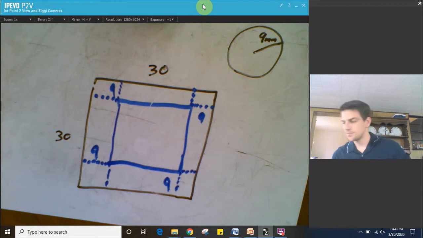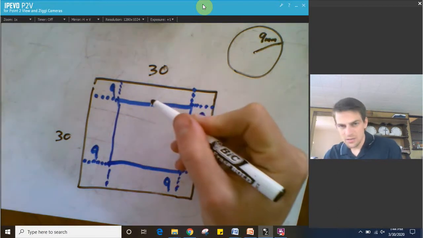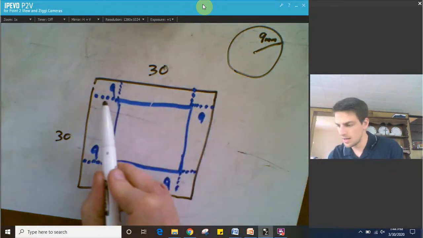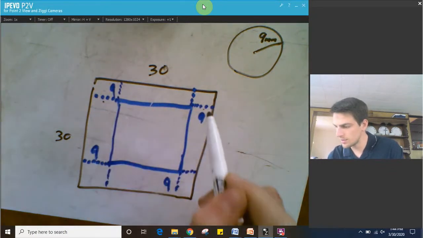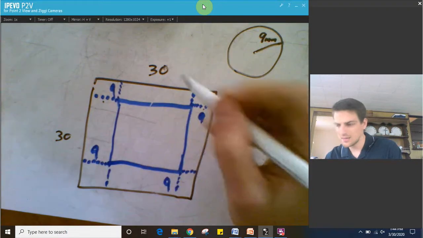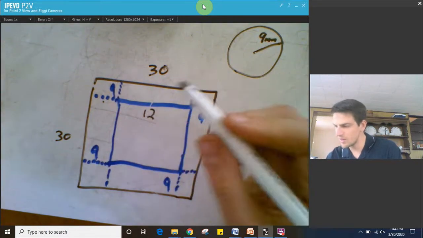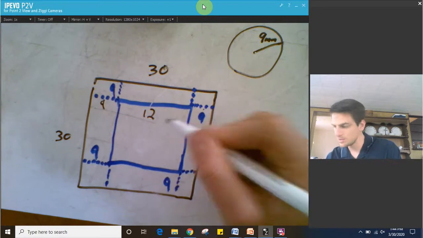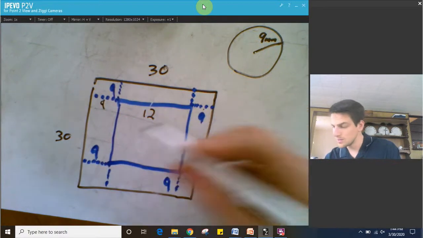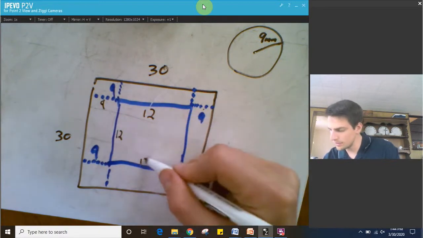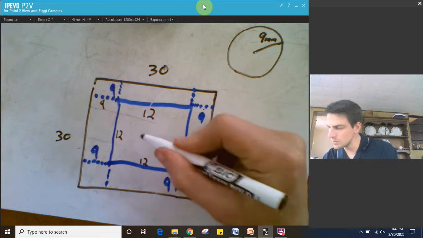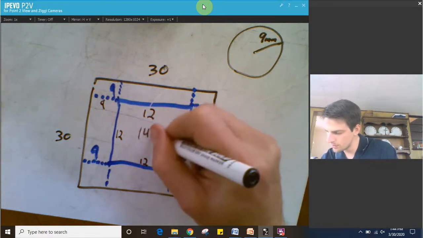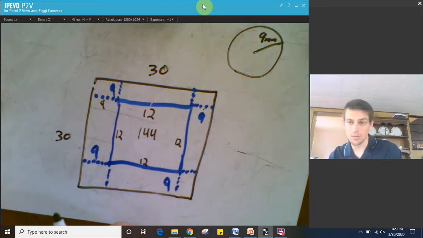So we need to find the sides of this square. We know that this whole length here is 30. We have 9 here and 9 here. So that's going to be 18 taken away, so this has to be 12 so that it still adds up to 30. We have 9 plus 12 is 21, plus another 9 is 30. So the edges of this square on the inside are going to be 12, and so its area is 144 square millimeters.